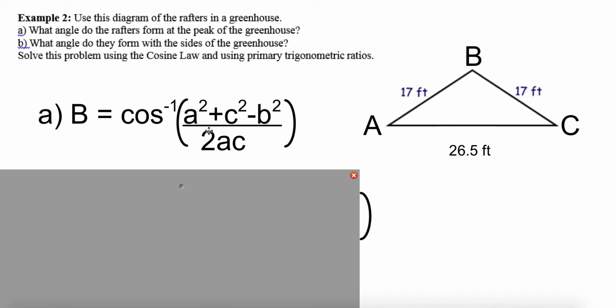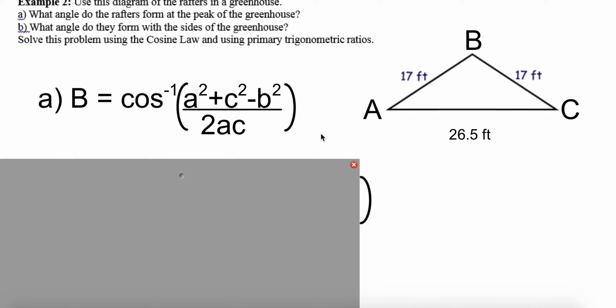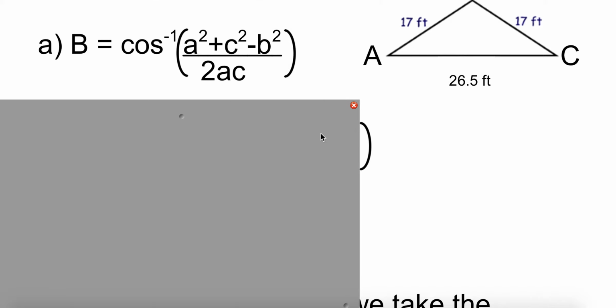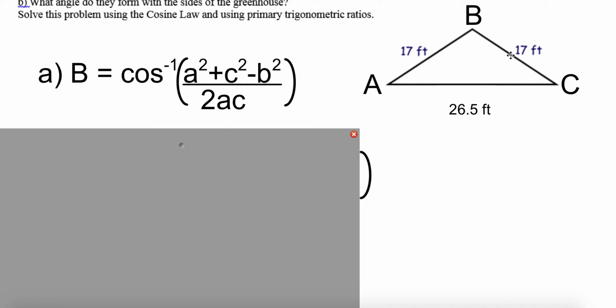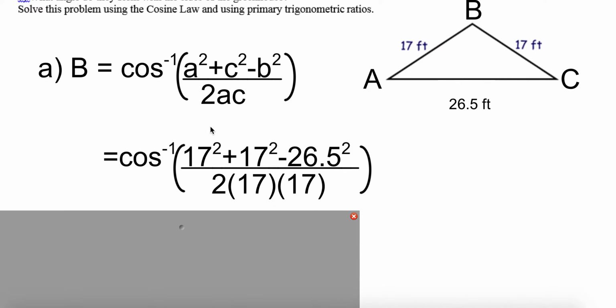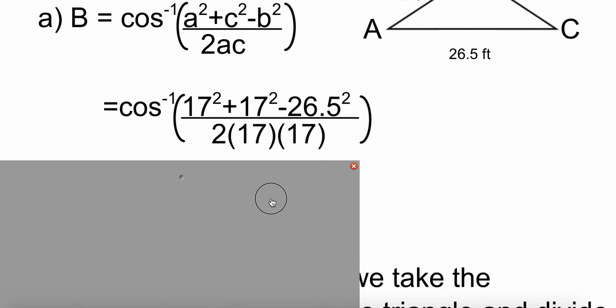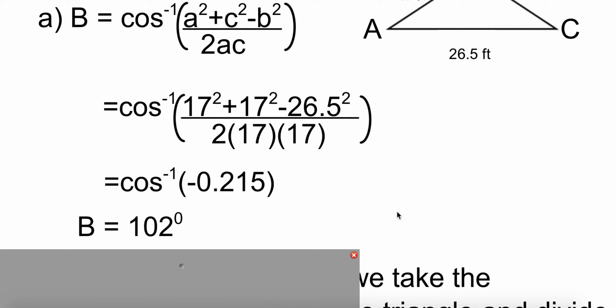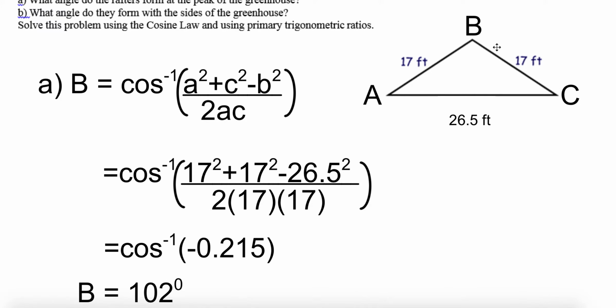It's asking for angles, so I know a few of you like to use this formula where it's already rearranged. You don't have to, you can use the other one, just make sure you get the same answer. I just feel like I'll show this because I normally don't. So we've got a squared plus c squared, so a and c are both 17, minus b squared over 2ac. Substitute everything in, solve, and get 102.